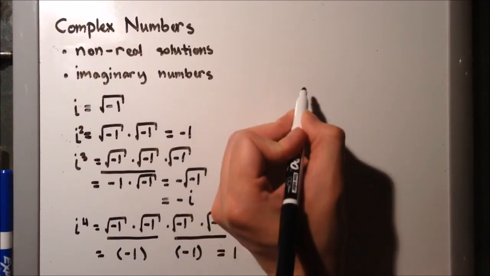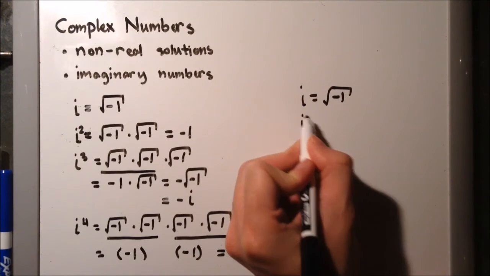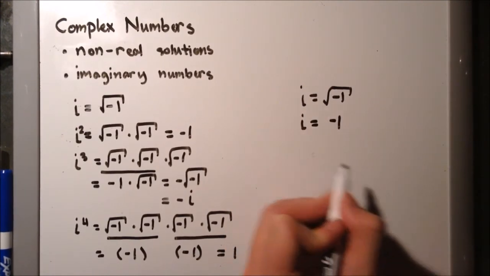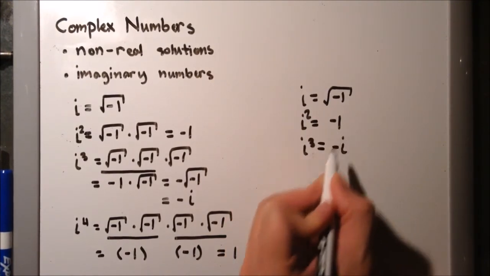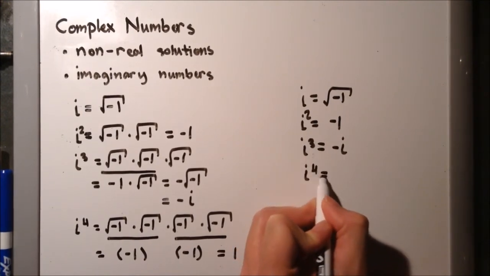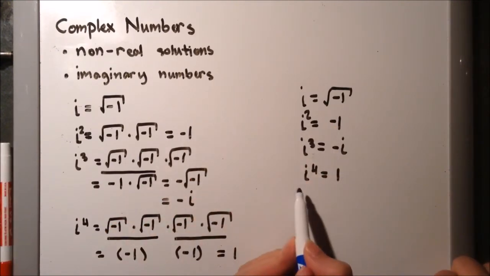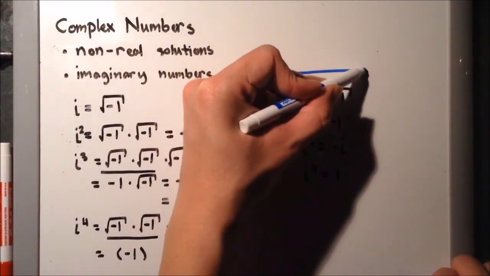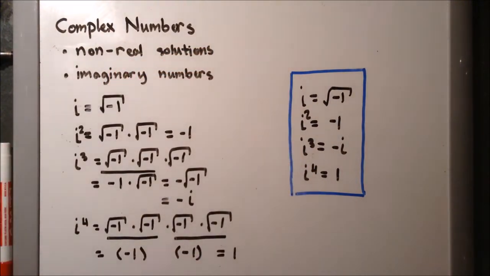So let's review. i means the square root of negative 1. i squared equals negative 1. And then i to the 3rd power is just negative i. And then i to the 4th power is positive 1. Those are the 4 imaginary numbers you have to remember when we're referring to complex numbers or imaginary numbers. So make sure you remember this when we're working with simplifying radicals with negative numbers, imaginary numbers, or non-real solutions.